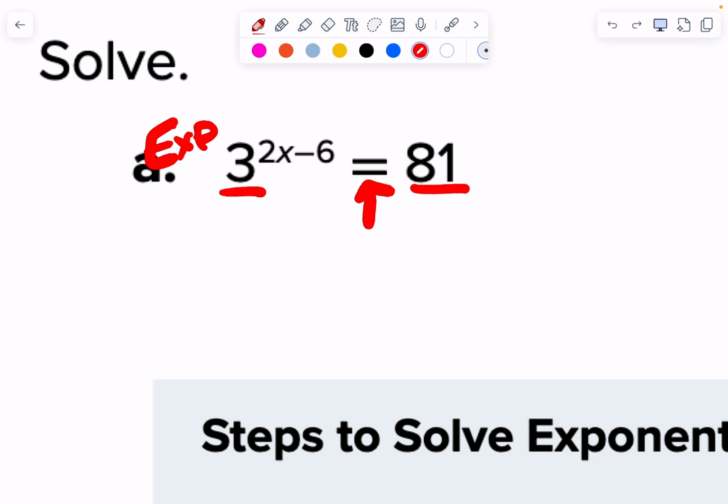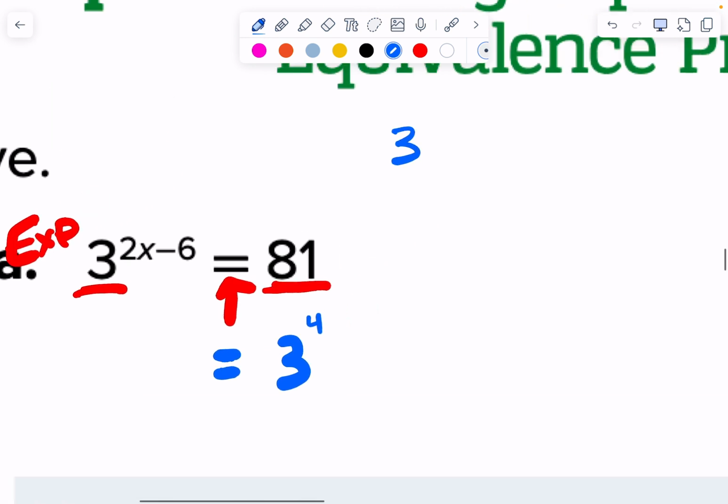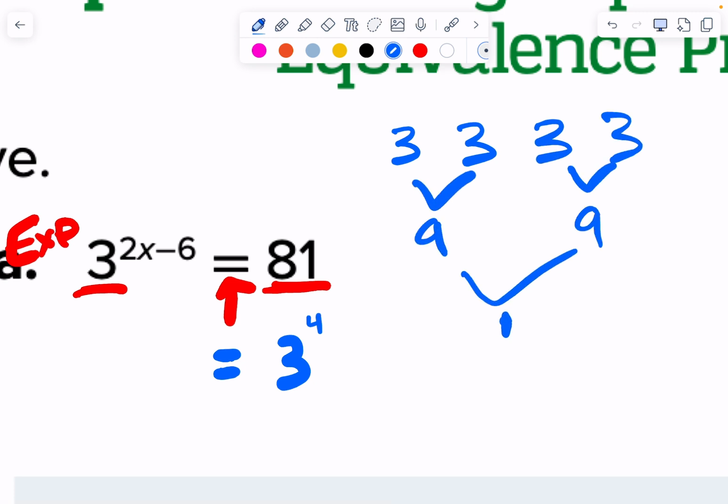But I have 3 and I have 81. Now, this is really nice because I can write 81 as a base of 3. So I can write 81 as 3 to some power. Do you know what that power is? 3 to what power gives you 81? How many times should you take 3 times itself to get 81? 4, right? If I have 4 threes, 3, 3, 3, 3, this 3 and 3 makes 9, this 3 and 3 makes 9, and this 9 and 9 makes 81, right? So it is 3 to the 4th power.